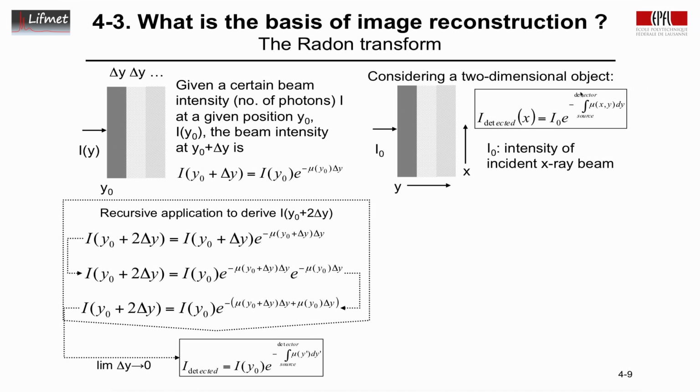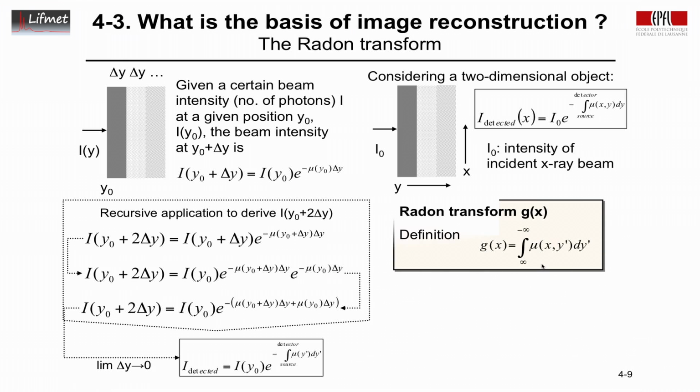Now what does this function here mean? We will now introduce a mathematical transform, the Radon transform. The Radon transform g of x of this function mu is given by the integral from minus infinity to infinity of mu of x, y prime, dy prime, so along one of those variables. That is the Radon transform.